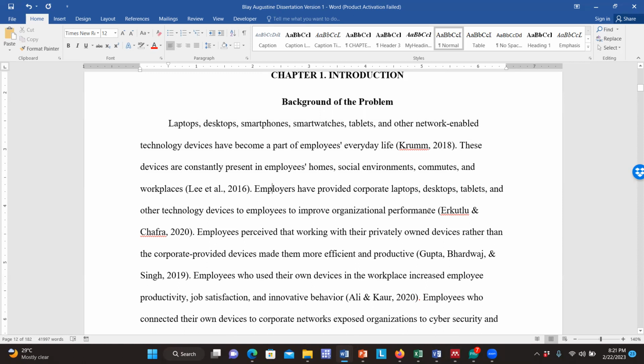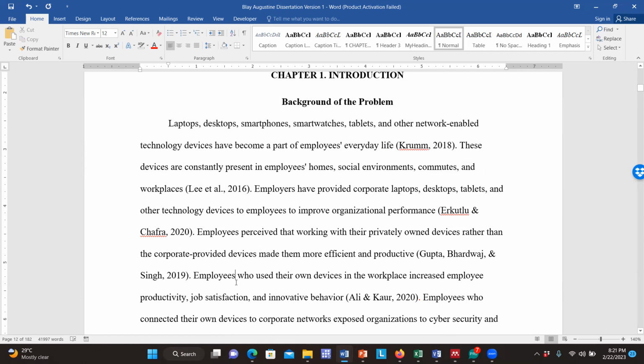So see the linkages. Main idea, laptops, what they do, they are in the lives of what? In the social environment, in what? Employees' homes, and now at the workplace. Look at the transition. Employers are providing the same devices for them, the same idea being maintained. But more importantly, for all these statements, there are evidences to it. Do you get it? There are what? Evidences to it. Now watch this.